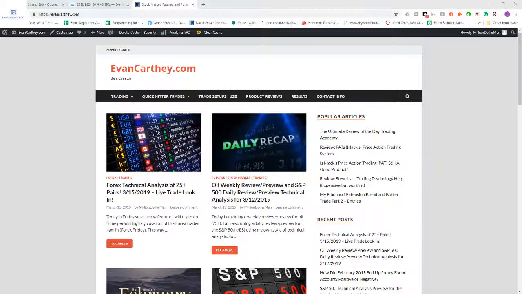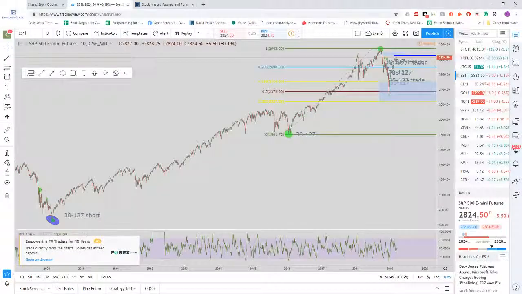S&P 500 using the setups I use to trade. So that's how we're going to look at the market like always. What we're going to do is start out looking from the daily chart, then go into the 1 hour, and then to the 15-minute chart.